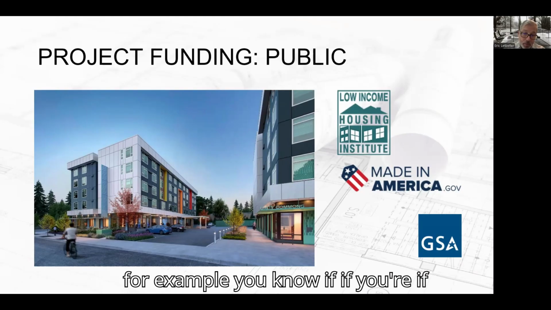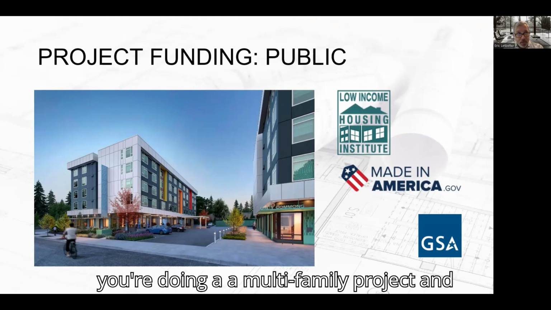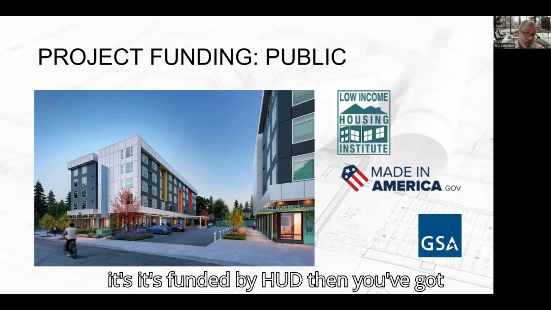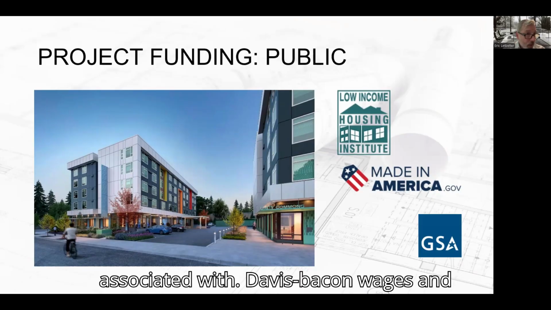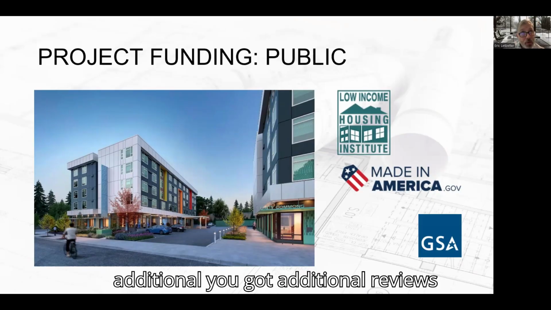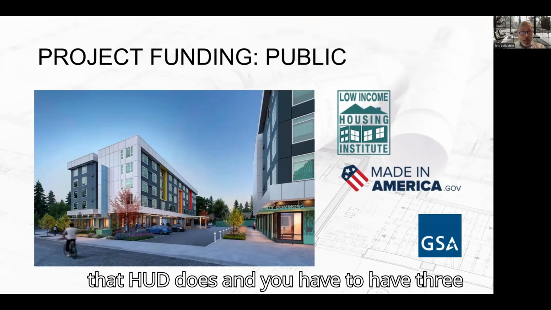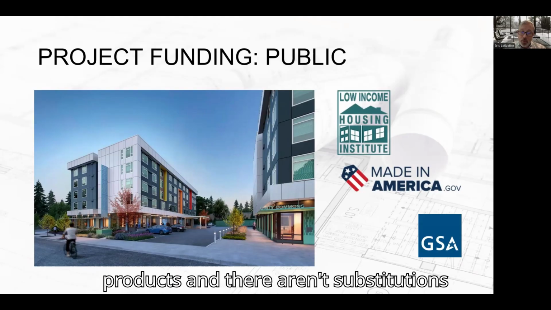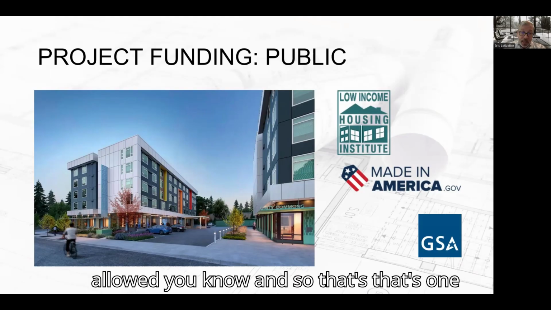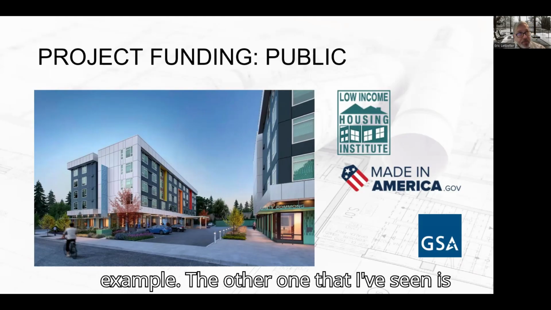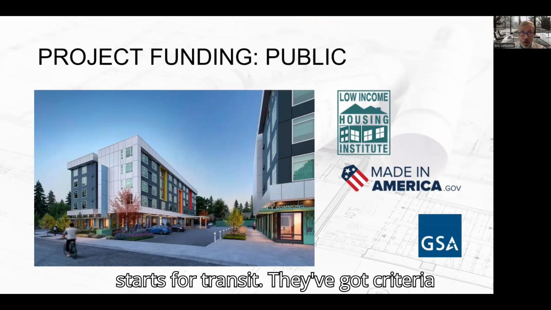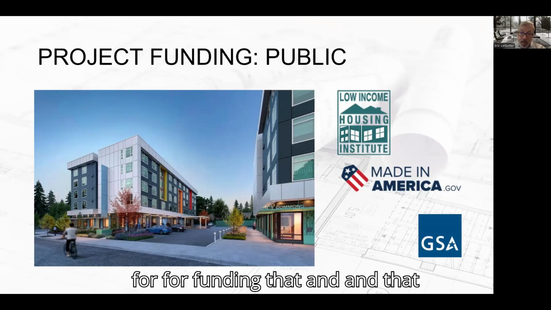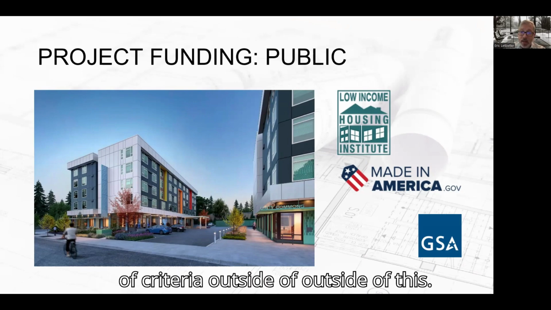So, for example, if you're doing a multifamily project and it's funded by HUD, then you've got additional criteria that are associated with Davis-Bacon wages and you've got additional reviews that HUD does, and you have to have three products and there aren't substitutions allowed. And so that's one example. The other one that I've seen is federal funding programs like New Starts for Transit. They've got criteria for funding, and that has its own set of criteria outside of this.